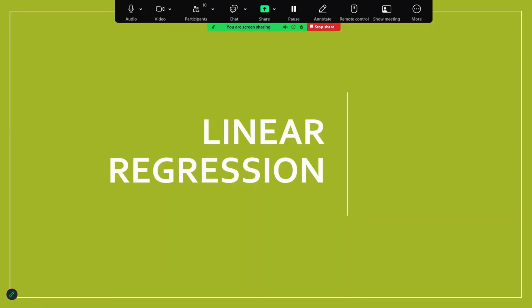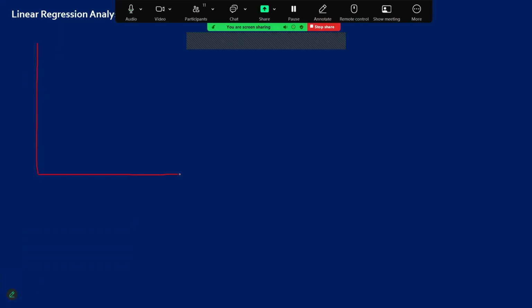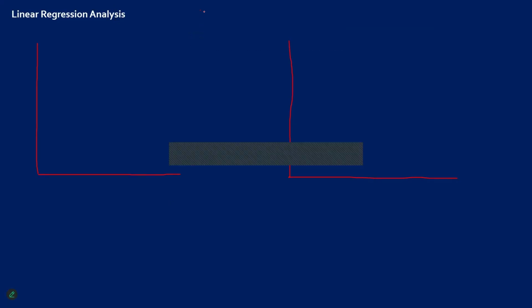All right. So what is a linear regression? Let's say I have a y-axis here, okay? And then I have an x-axis over here. Let's say I have a y-axis and then an x-axis. Relation. Is there any relation between these two variables?